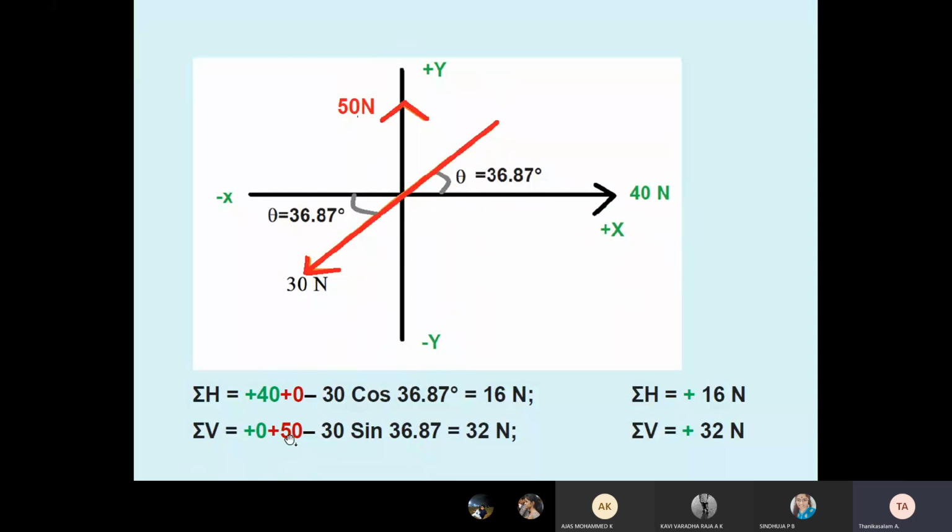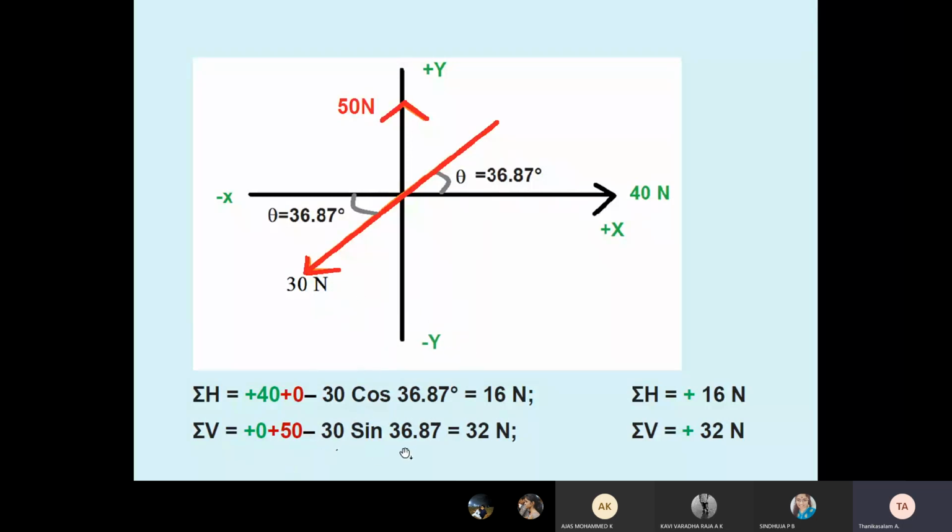Now see the vertical force, plus 50 Newton. Why did I put plus 50 Newton? It is acting along the y axis. Now see, the third force is an inclined force. It is acting in the third quadrant. Therefore, what is the x component? Minus 30 cos 36.87. What is the y component? The vertical component is minus, because in the third quadrant, y is also minus.